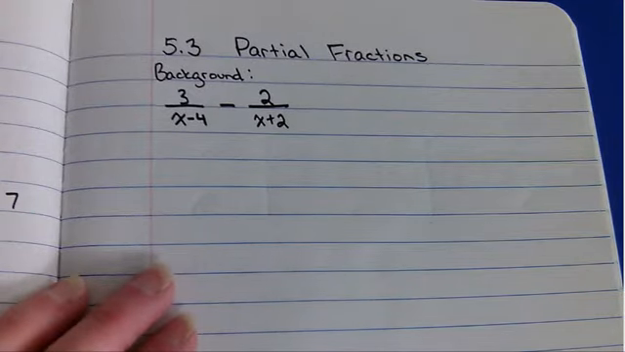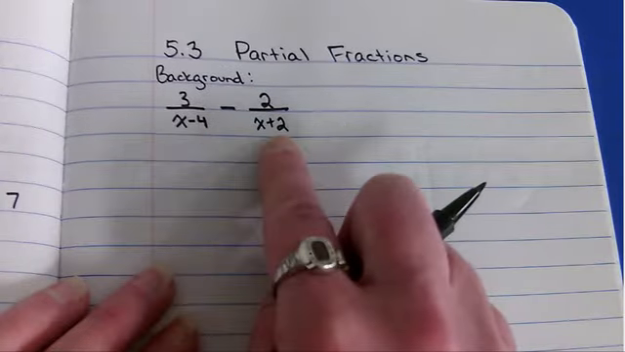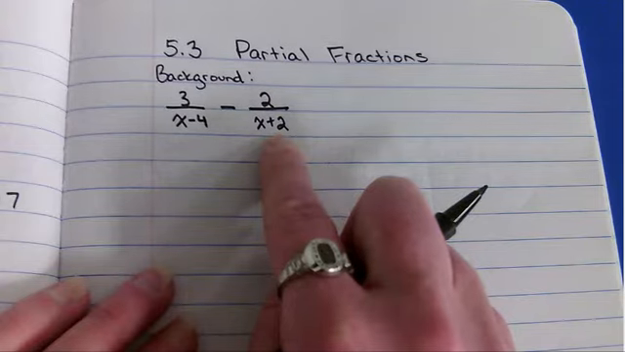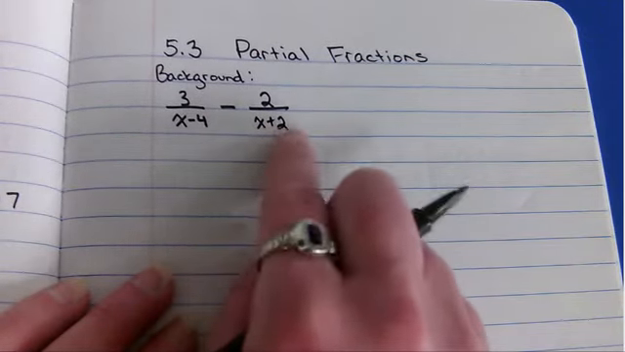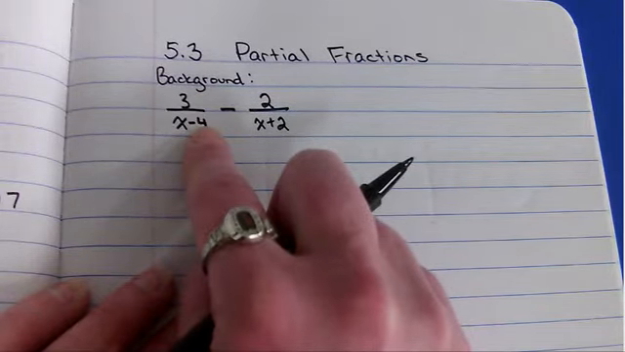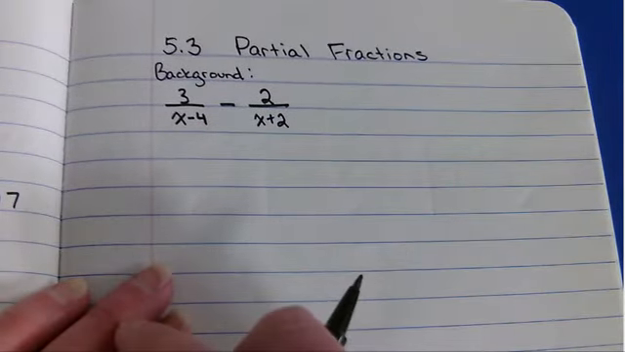So if I were taking two fractions and I wanted to add them or subtract them, well, the first thing I would need is a common denominator. So the common denominator would have both x minus 4 and x plus 2. So for this equation, I need to multiply by x plus 2, or this fraction, numerator and denominator. And then I need to do the same thing over here.